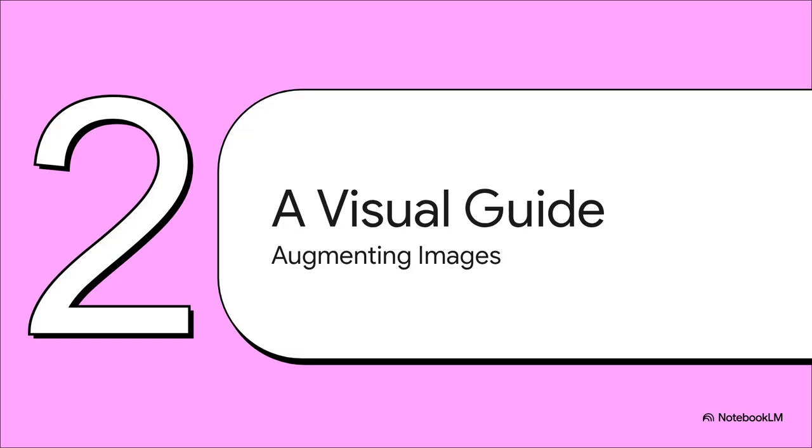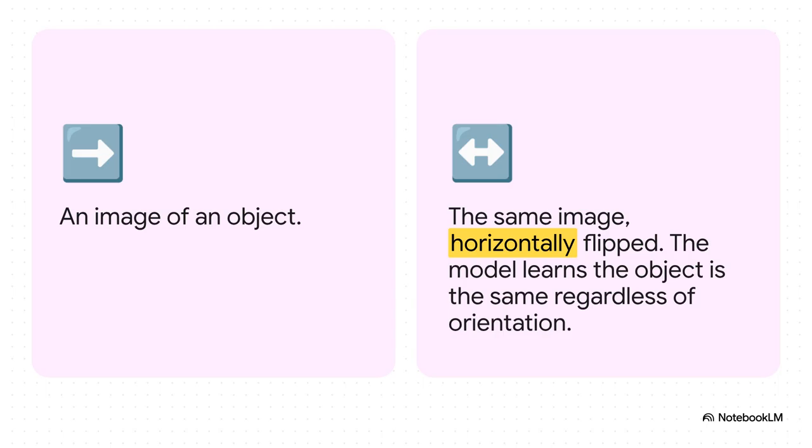All right, let's start with the easiest place to see this in action, images. It's super visual, super intuitive. We're going to take a single picture and, like magic, create a whole bunch of new, slightly tweaked versions of it. And the crazy part is, each one of these new images is just as good for training our model as the original.